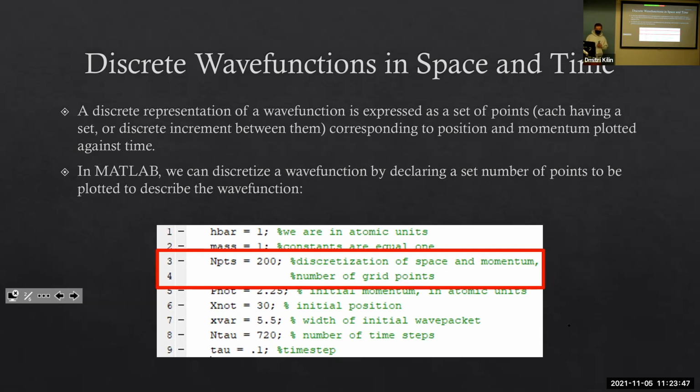In MATLAB, we can discretize a wave function by declaring a set number of points, NPTS, as I guess 200 in this case, to be plotted to describe this wave function.